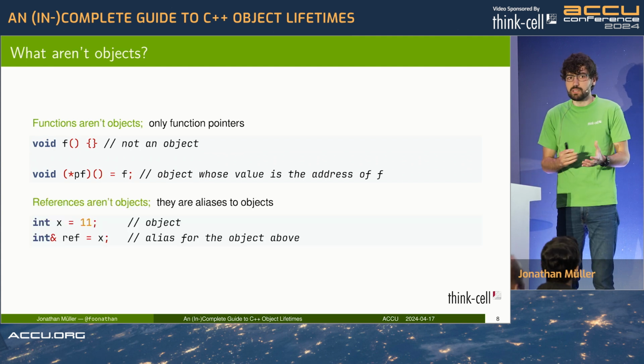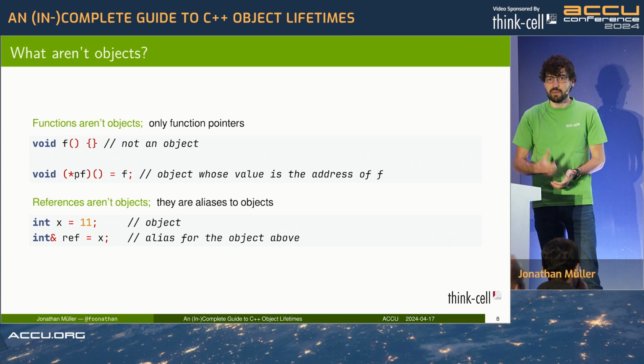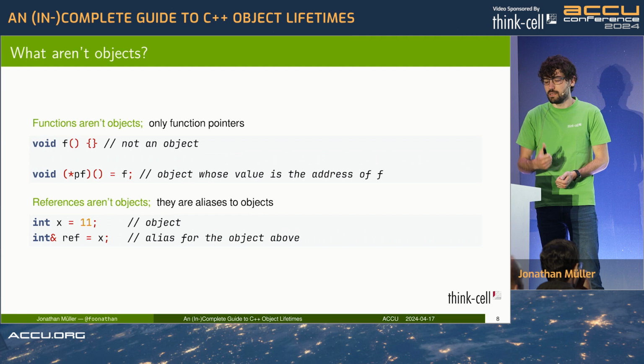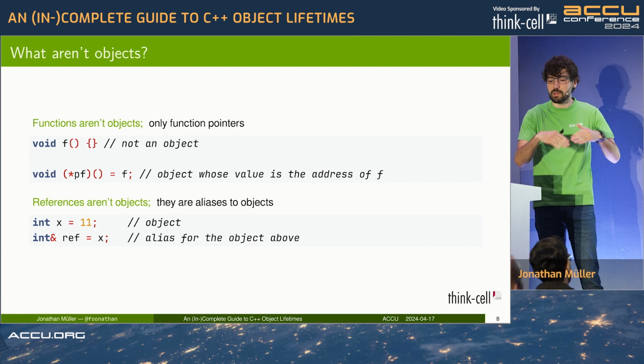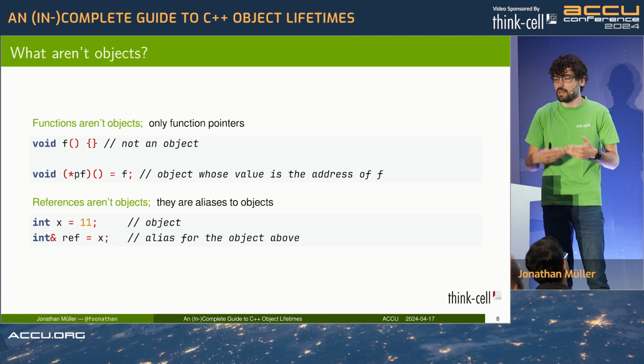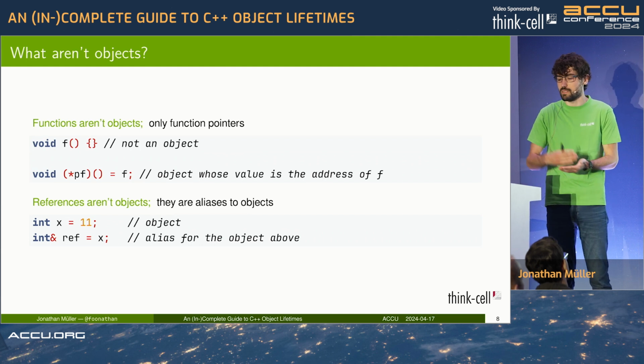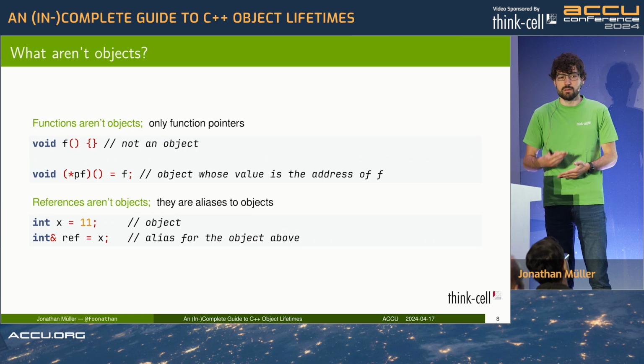And similarly, references aren't objects. References are simply aliases to existing objects. So here we're having just one int object, x. And then we've got two names for that, the variable x itself, and then an alias ref. So references on their own, they're simply aliases. They don't have properties on their own, they just have the properties of the object they reference.